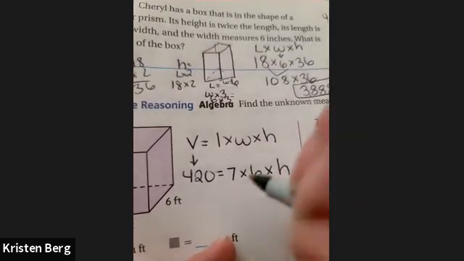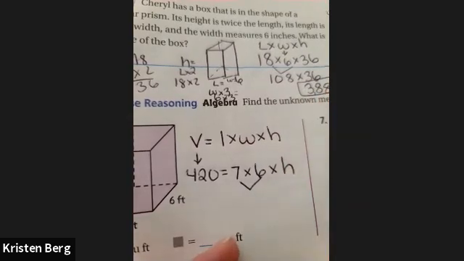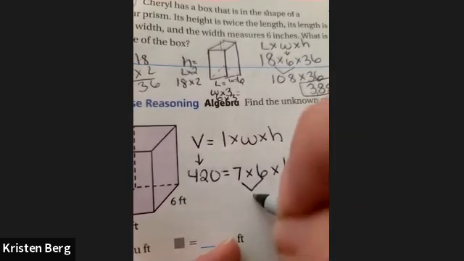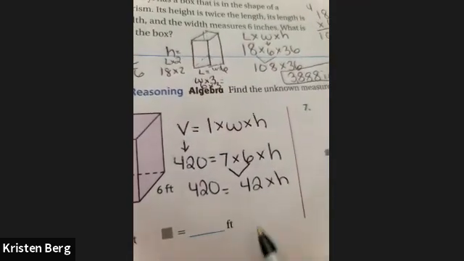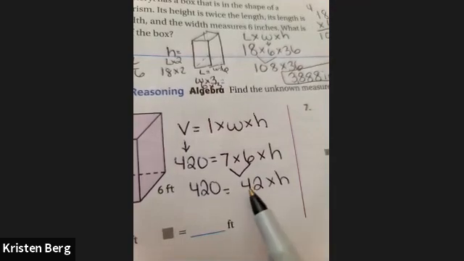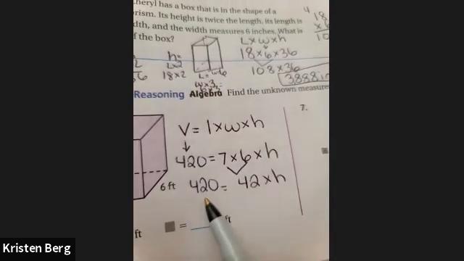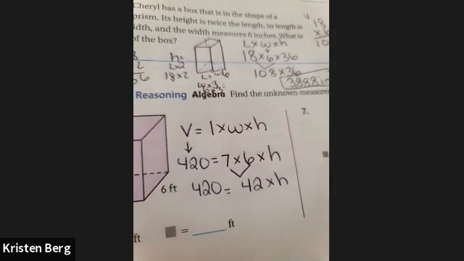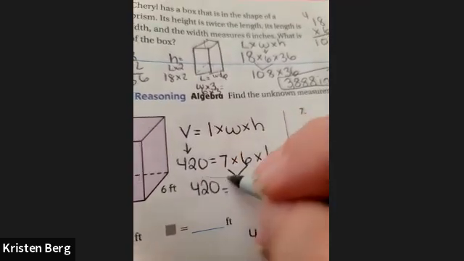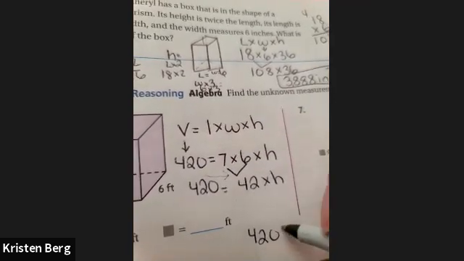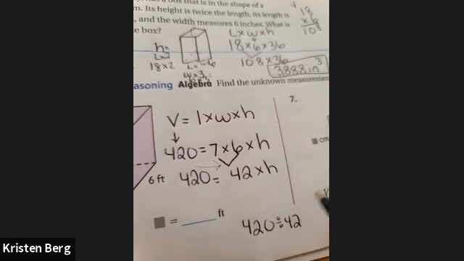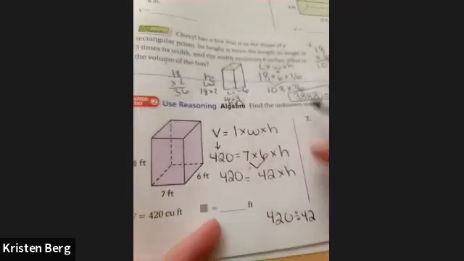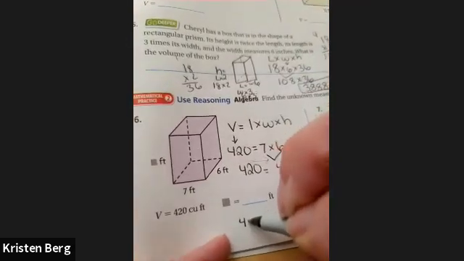All right, so now what I could do is figure out what this comes out to be so far. So 6 times 7 is 42 times H is going to give me 420. So in order to do this, there are two things that I could do. I could do, okay, well, what is 42 times what will give me 420? Or if you want, you could also work backwards and do a division problem here. 420 divided by 42 will give you that as well.